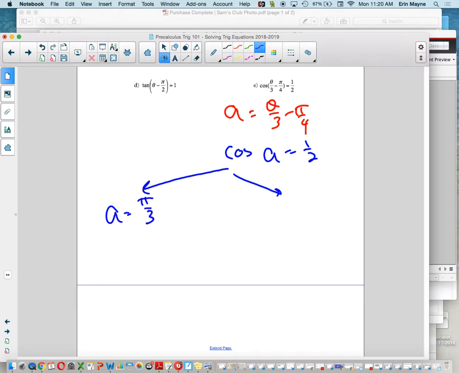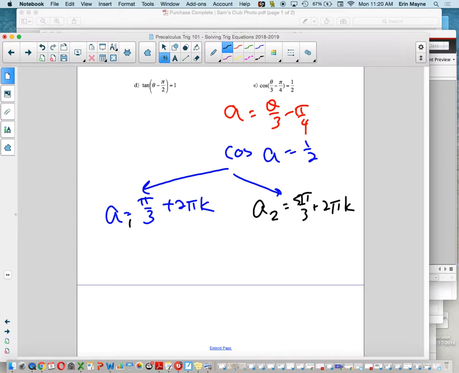Pi over 3. Now, for consistency's sake, what am I going to write immediately? Plus 2 pi k. And then where's the other one? You could call it a sub 2 if you want. 5 pi over 3 plus 2 pi k. Now, that should feel consistent. There are 2 this time, which is annoying, but the process is the same.